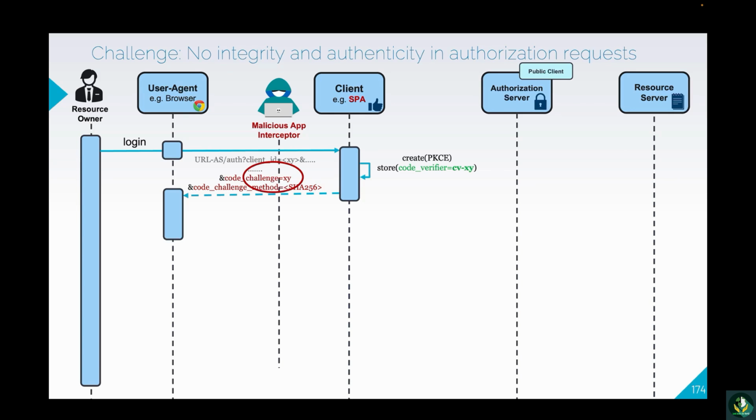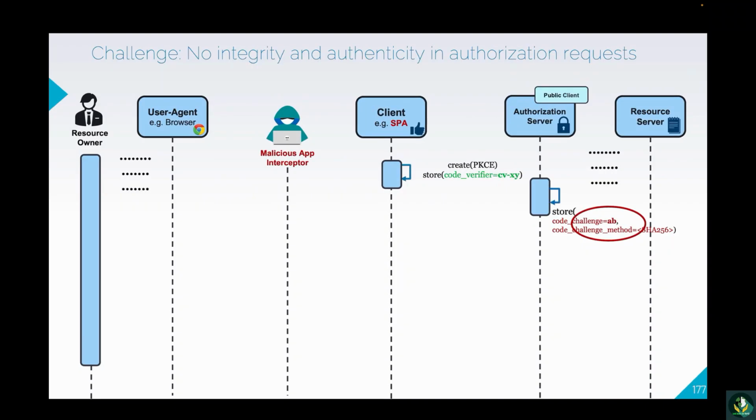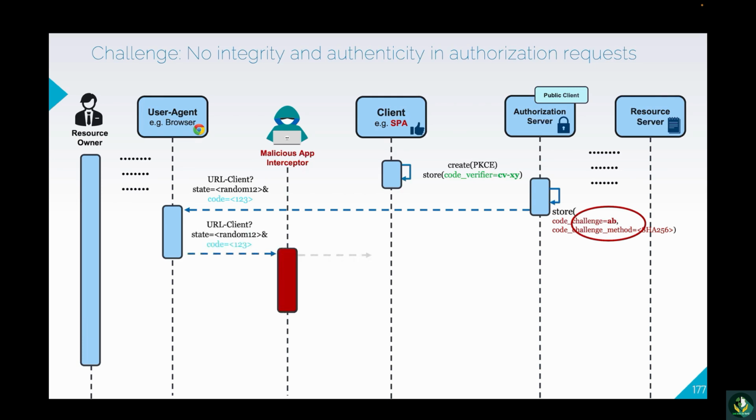But now, suppose the malicious application intercepts this request and manipulates the parameters, like replacing the code challenge. The attacker creates a new PKCE, sets code verifier CVAB, and replaces the code challenge XY in the authorization request with their own. While technically difficult to pull off, this is not entirely impossible. The authorization server stores the attacker's manipulated code challenge AB and issues an authorization code. At the point where the authorization server redirects the resource owner back to the client, providing an authorization code, the malicious application intercepts this authorization code.